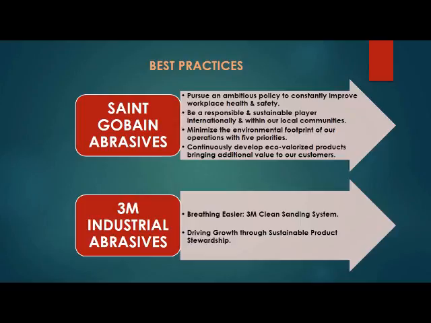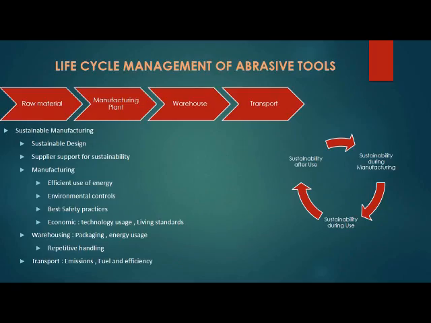Now the next part will be carried out by Prateek. So I'm going to look into the life cycle management of abrasive tools. Life cycle management does not only contain sustainability practices during the usage of abrasive tools, but also during manufacturing and after usage. During manufacturing, it contains sustainable design. Supplier support for sustainability should be there. When it is manufactured, we need to have good environmental controls, the best kind of safety practices, and the economic value of it, basically enhancing the living standards of your workers. That also is a part of sustainability.